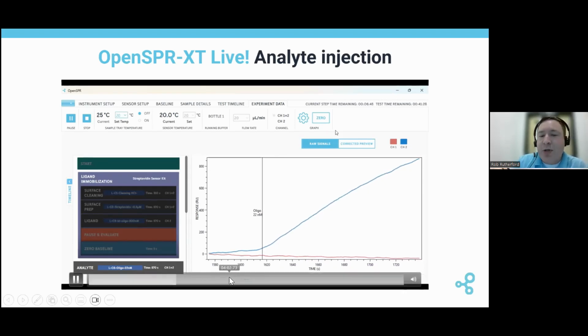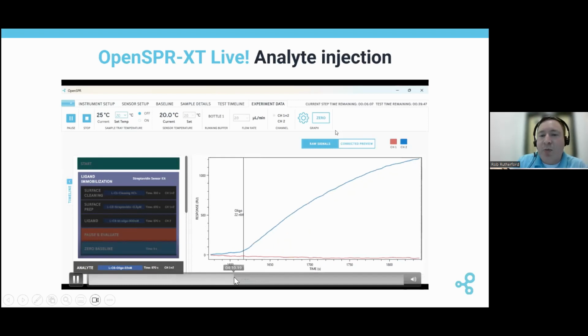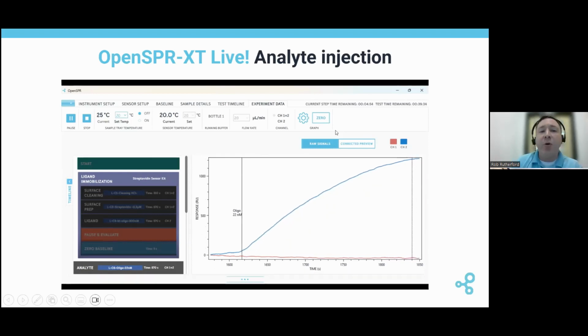I'm going to fast forward it just a little bit so that, once again, we're not waiting for the whole thing. And you can see it does start to reach an equilibrium phase, and then the injection ends, as indicated by the dashed line. So this is where we're now going to determine, do I need regeneration?